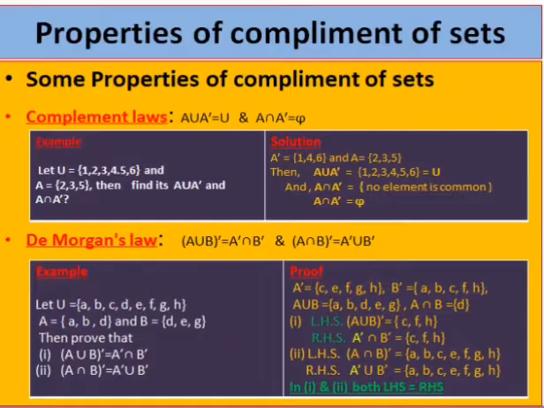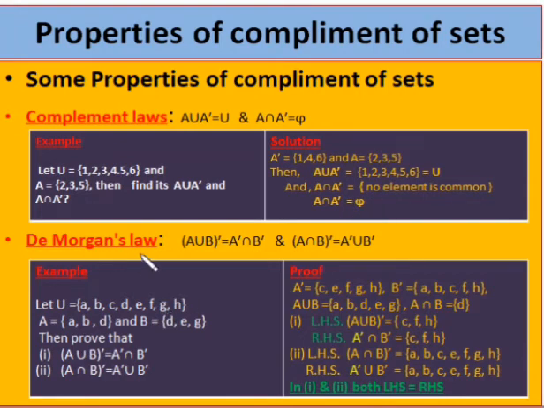Now see its properties. First, the complement law: A union A complement is equal to U, the universal set, and A intersection A complement is equal to phi, the null set. Here U is 1, 2, 3, 4, 5, 6 and A is 2, 3, 5. Find A union A complement and A intersection A complement. Here A complement is 1, 4, 6 and A is 2, 3, 5. When we take the union, we get the universal set U, and when we find the common elements, we get the null set.